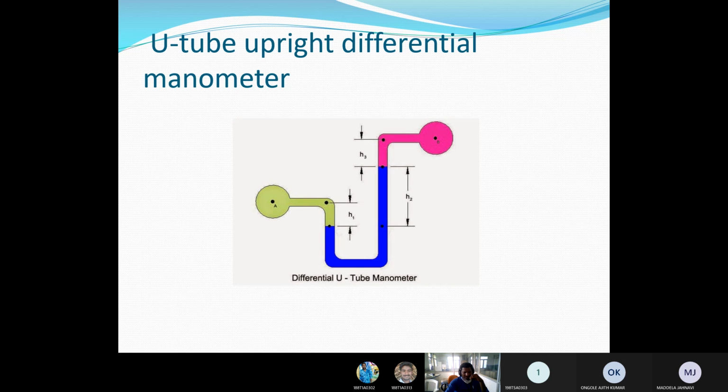This is the reference level. By using Pascal's law, the intensity is the same. The pressure on the left side is equal to the pressure on the right side. By using this, we can find out the pressure difference. To calculate the pressure difference, we need the densities. Rho A is the density of the pipe A fluid, rho B is the density of the liquid flowing through pipe B, and rho M is the density of the manometric fluid present in it. This is a simple schematic diagram which shows its cross section.